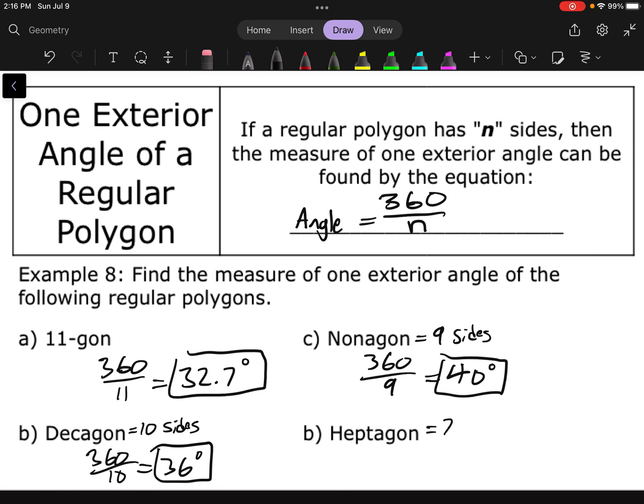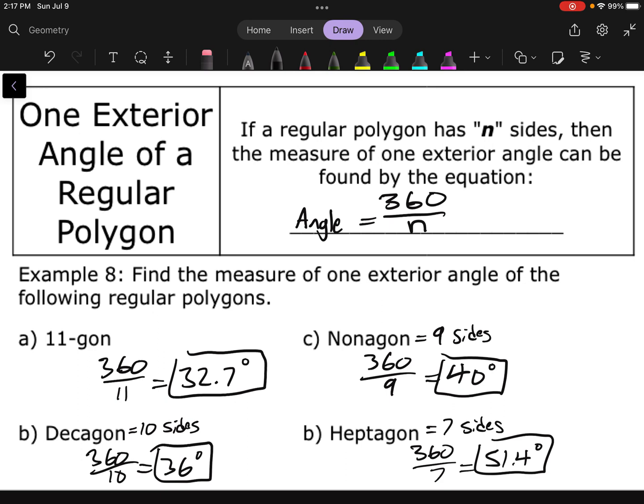And a heptagon, that's the one people always forget. Heptagon is 7 sides. We would do 360 divided by 7. And we would find out that there are 7 51.4 degree angles, adding up to be that sum of 360.